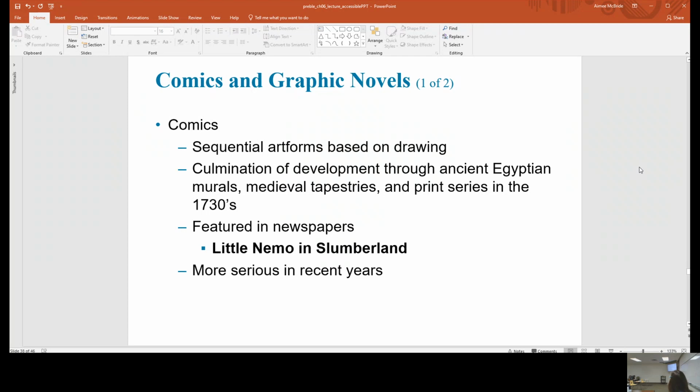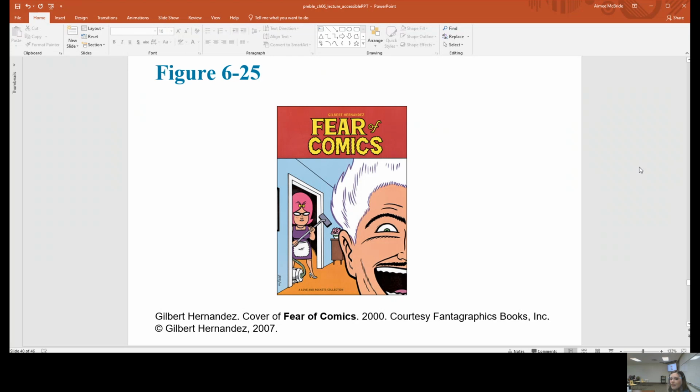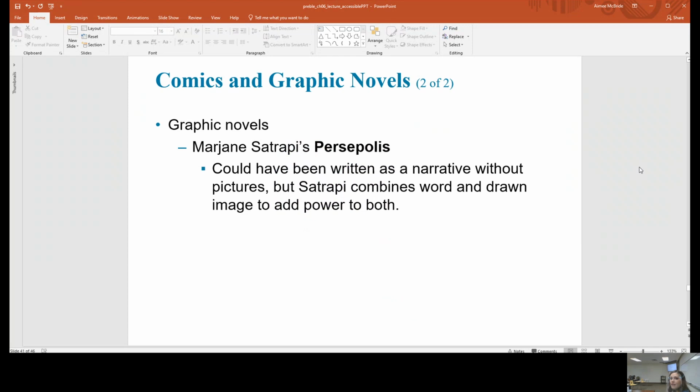Some examples of comics that implement drawing, well, all comics pretty much use drawing. McKay's Little Nemo in Slumberland from 1906, which was a newspaper comic strip. Hernandez's cover of Fear of Comics. And then, of course, comics eventually evolve into graphic novels as well, which also implement drawing.